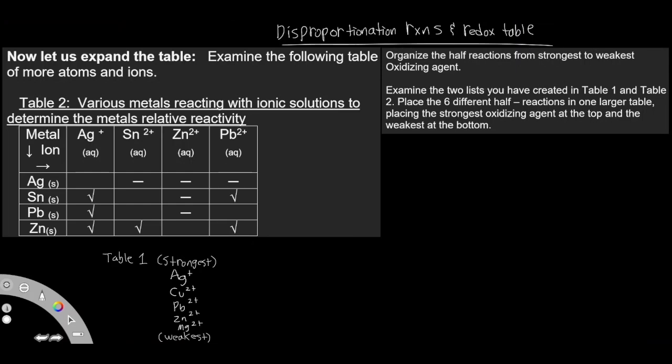Now it's also saying to organize the half reactions from the strongest to weakest, but we are now looking at table 2, right? We are expanding that table a little bit. So let's answer that question down here on the bottom. We have the strongest on the top and the weakest on the bottom. Pretty obvious, this Ag+ is going to be having 3 check marks, so it is the strongest again. What else do we have? Then we have the Pb after that. And then we have the Sn2+. And then lastly, the Zn2+, okay?